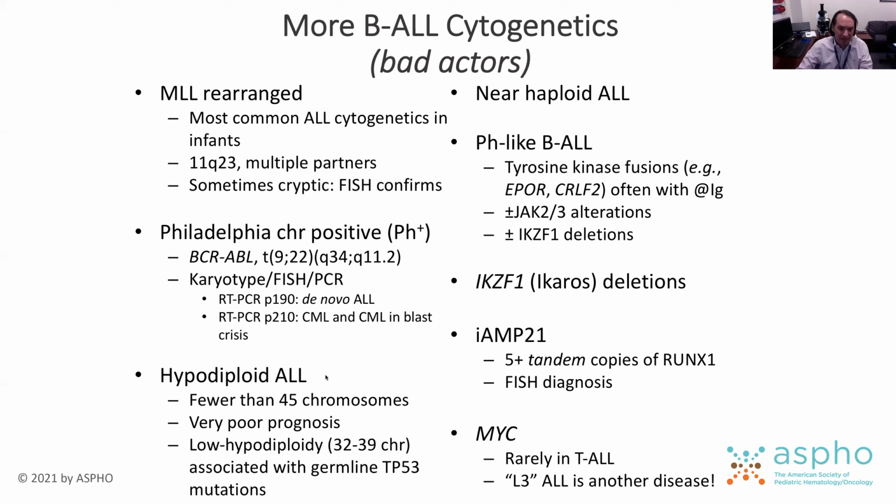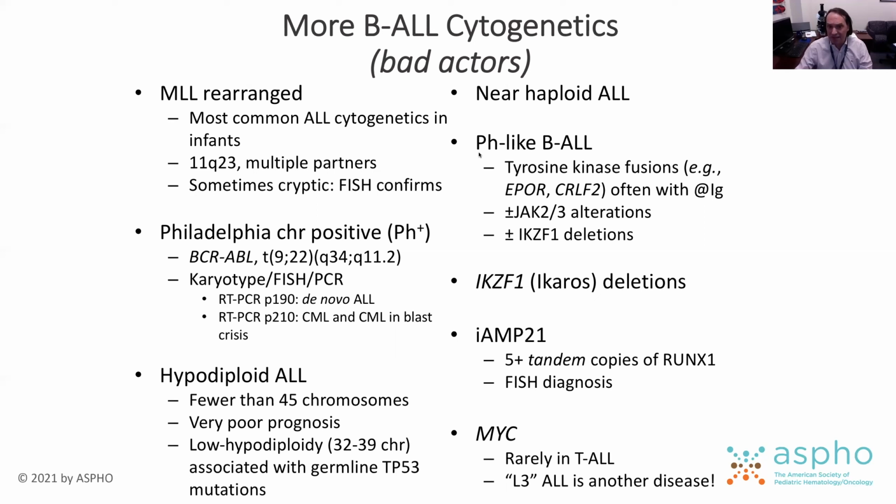Hypodiploid ALL is ALL defined as having fewer than 45 chromosomes. This has a very poor prognosis, particularly when associated with low hypodiploidy, that is 32 to 39 chromosomes, which itself is highly associated with germline p53 mutations in the pediatric age group. Another group of ALLs that have fewer than the normal complement of chromosomes is near haploid ALL, which doesn't have quite such a poor prognosis as hypodiploid ALL.